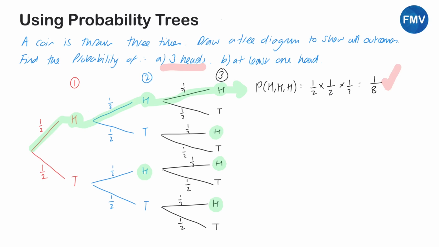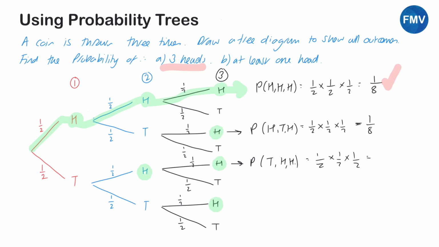So in this case here, the probability of getting a head, tail, head is a half times a half times a half, which again is 1/8. Likewise, we have got the chance of getting a tail, a head, and a head, a half times a half times a half, which again is 1/8. And finally, the chance of getting a tail, tail, and a head is still a half times a half times a half, which again is 1/8.